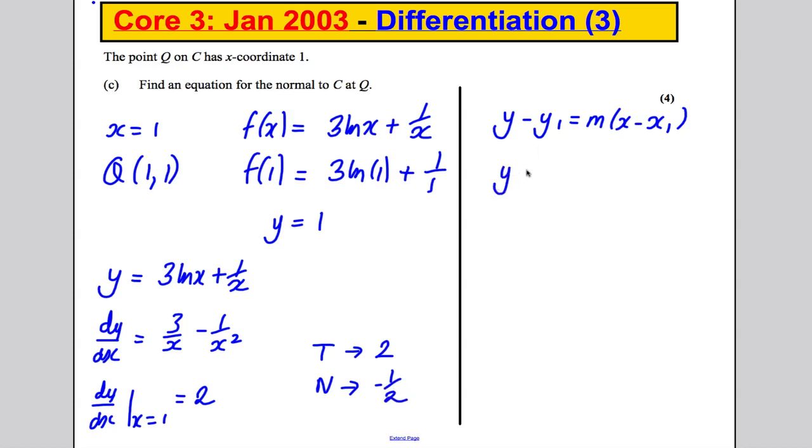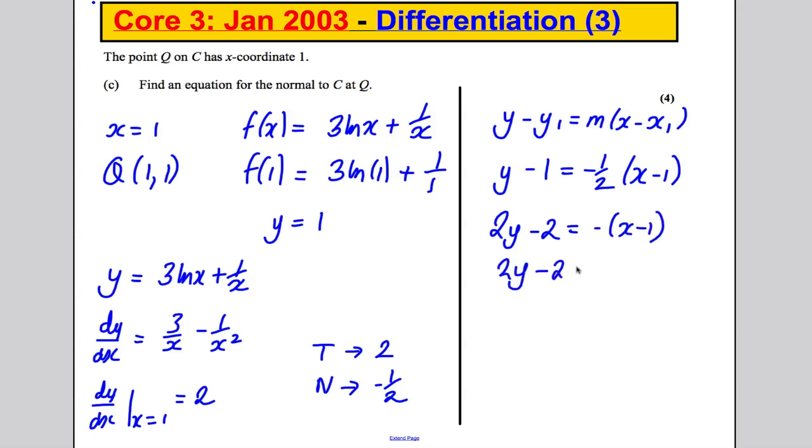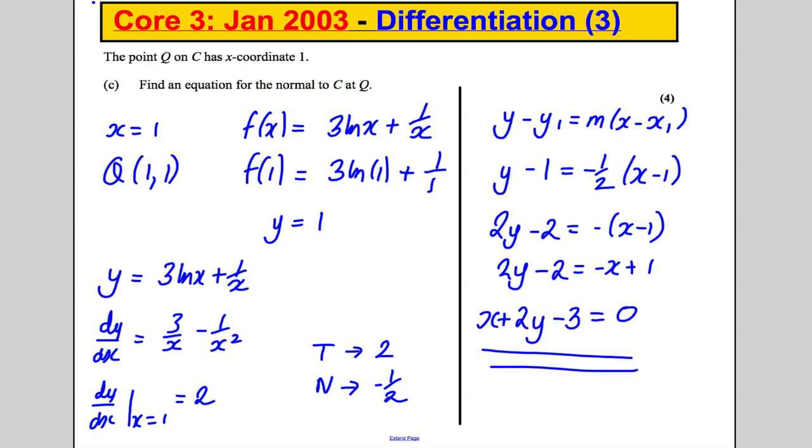So therefore y subtract 1 is equal to negative a half x subtract 1. Multiply everything, let's say, by 2. 2y subtract 2 is negative x subtract 1. Multiply out that bracket, 2y subtract 2 is negative x plus 1. And maybe if we add x to both sides and subtract 1, we would get x plus 2y subtract 3 is equal to 0. And that is the equation of our normal to C at the point Q.